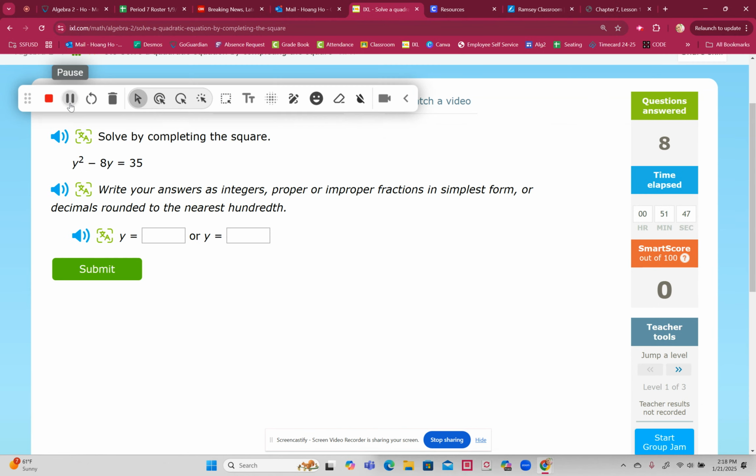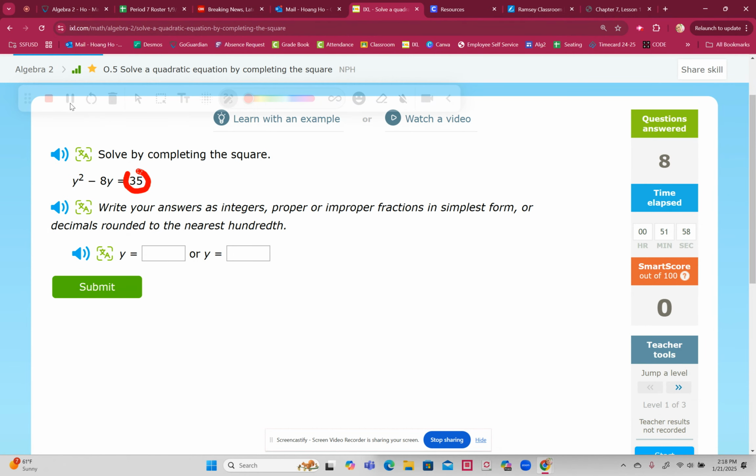Okay. Here we go. So now, take a look at this equation. You can see the constant number already on the right side. Okay? So 35 already on the right side. So perfect. So now we just need to add b over 2 squared on both sides and then we're done.